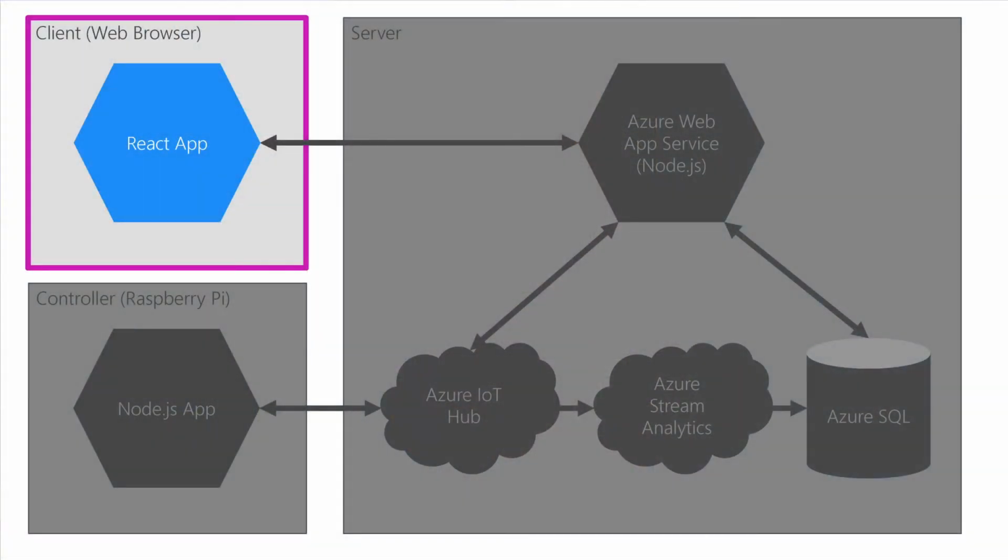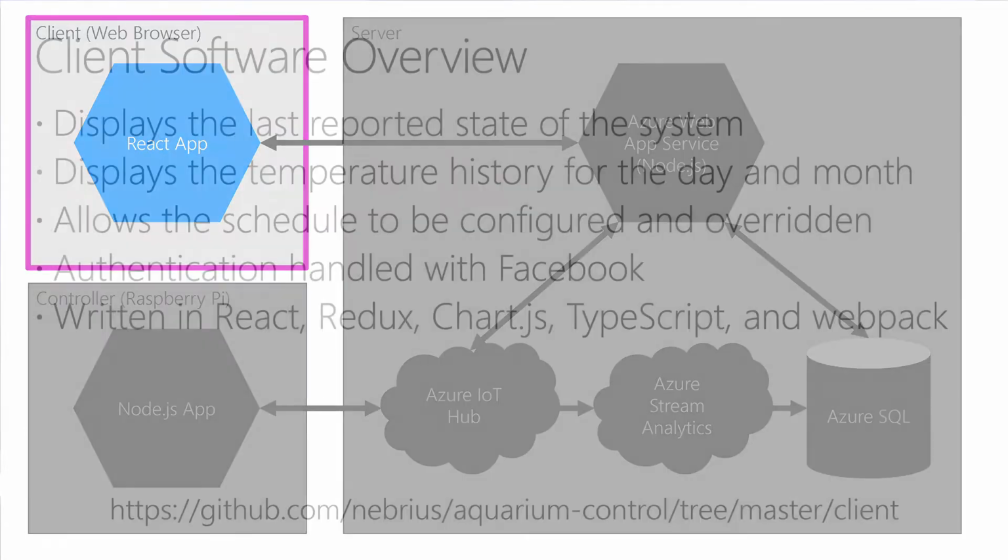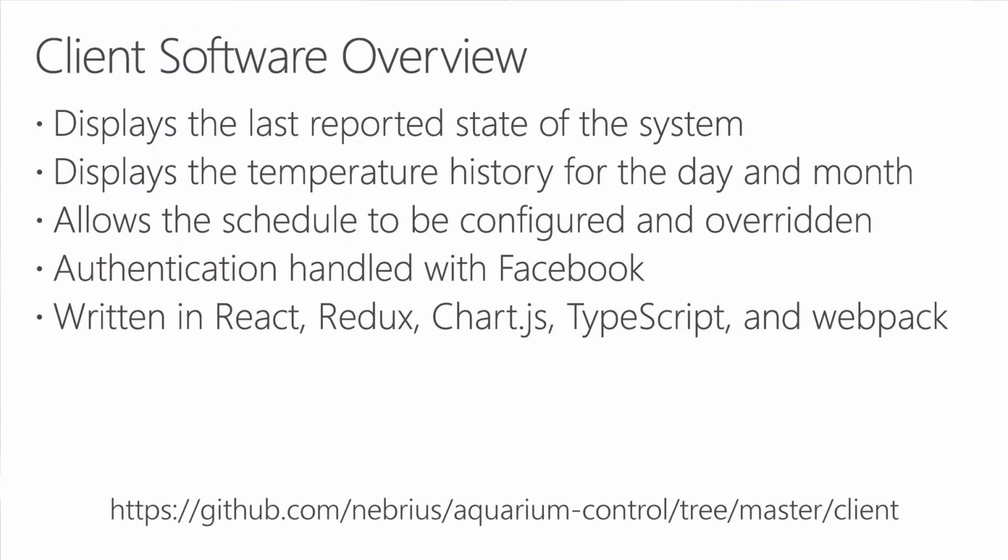And so finally, we have the client, which is a web app. It runs in the browser, obviously. What this does is a couple of different things. It displays the current state of the system, or well, the last reported state, so it might be up to about 5 minutes old. It displays the current temperature in the tank and the current lighting. It'll show the next state that's going to change, stuff like that. And also, I can adjust the schedule if I want, and various things like that.